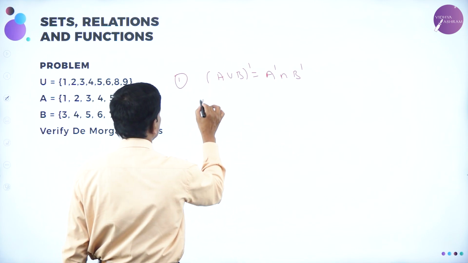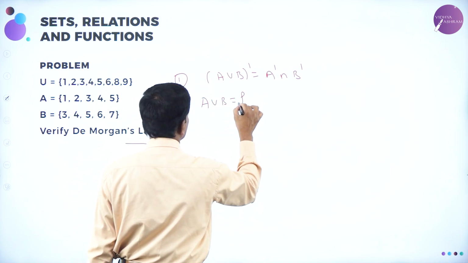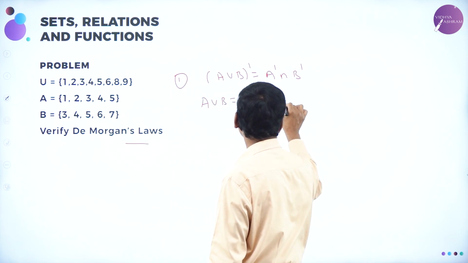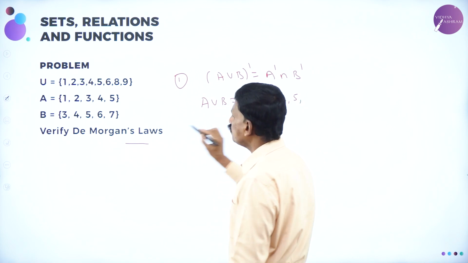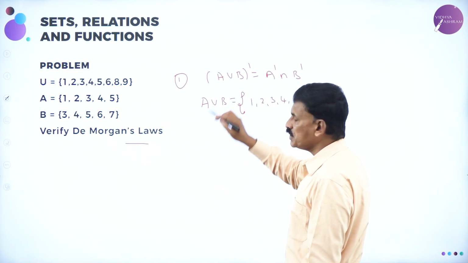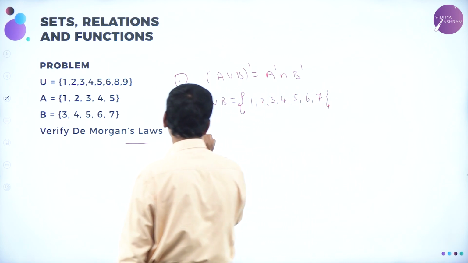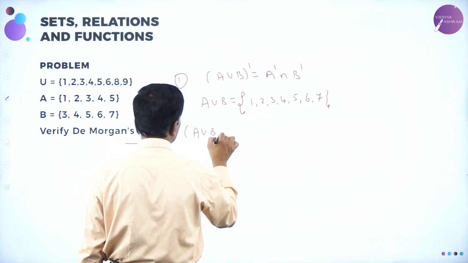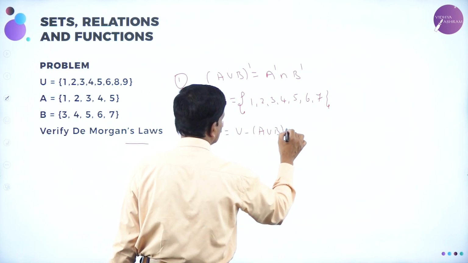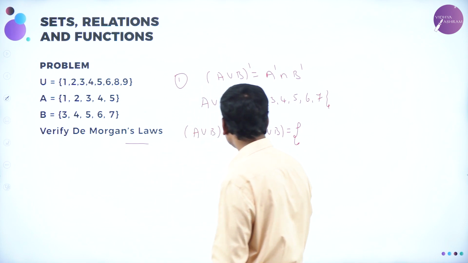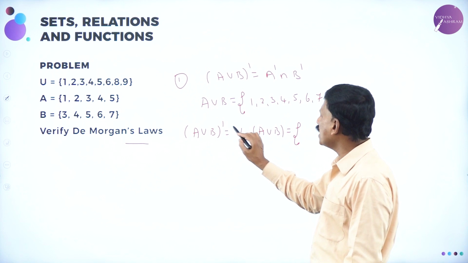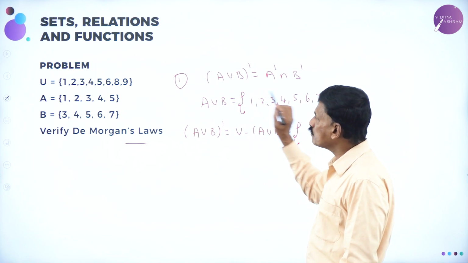Now, first find out A union B, the union of A and B. A contains 1, 2, 3, 4, 5. B contains 6 and 7. This is A union B. Now, find out (A union B) whole dash. The complement of A union B is nothing but U minus (A union B). The complement: all the elements which are in U but not in A union B.